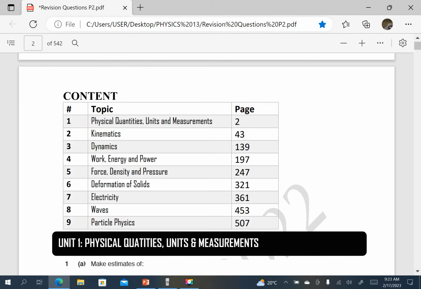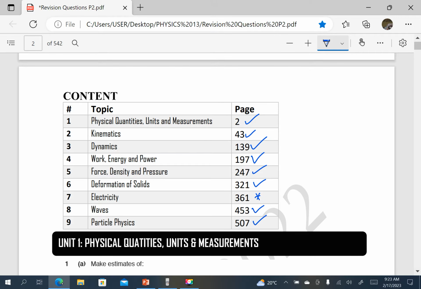Okay, so this is the table of content. Remember, we have already discussed physical quantities and units. So far, we have discussed kinematics, dynamics, work, energy, and power, force, density, and pressure, deformation of solids, waves, and particle physics or atomic physics. So it means now we are remaining with electricity, which we are embarking on just now.